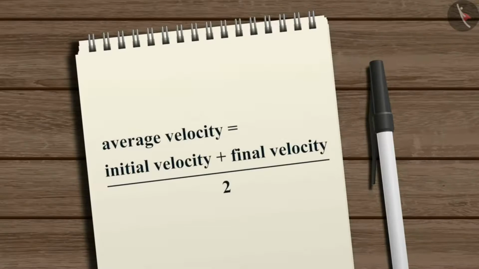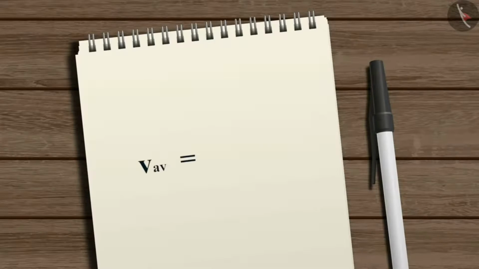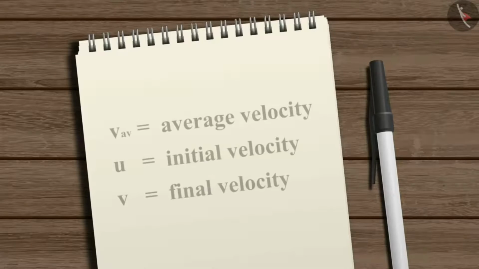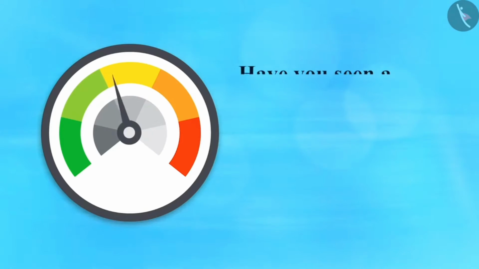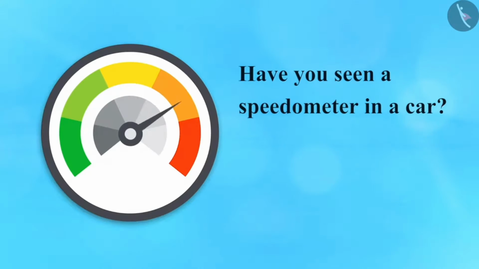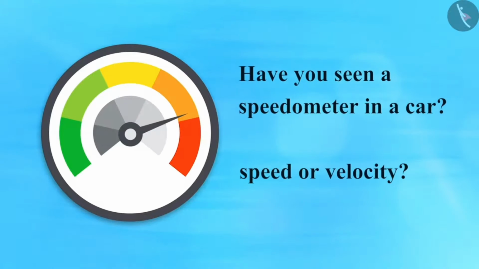Average velocity is equal to initial velocity plus final velocity, the whole divided by 2. Mathematically, V average is equal to (u plus v) whole divided by 2, where V average is the average velocity, u is the initial velocity and v is the final velocity of the object. Have you seen a speedometer in a car? What does it measure? Is it speed or velocity?